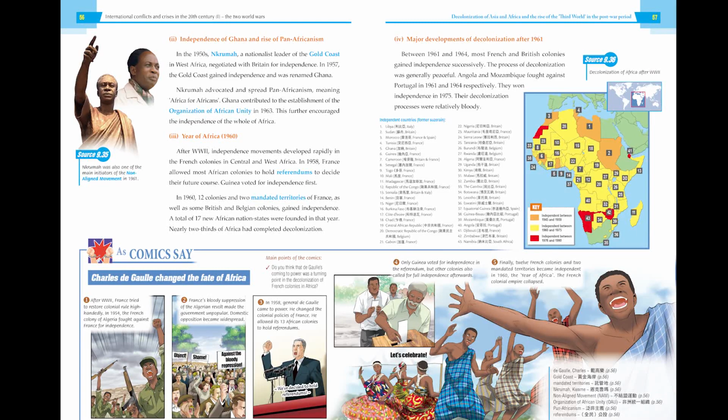3. Year of Africa, 1960. After the Second World War, independence movements developed rapidly in the French colonies in Central and West Africa. In 1958, France allowed most African colonies to hold referendums to decide their future course. Guinea voted for independence first. In 1960, 12 colonies and 2 mandated territories of France, as well as some British and Belgian colonies, gained independence. A total of 17 new African nation-states were founded in that year. Nearly 2/3 of Africa had completed decolonization.